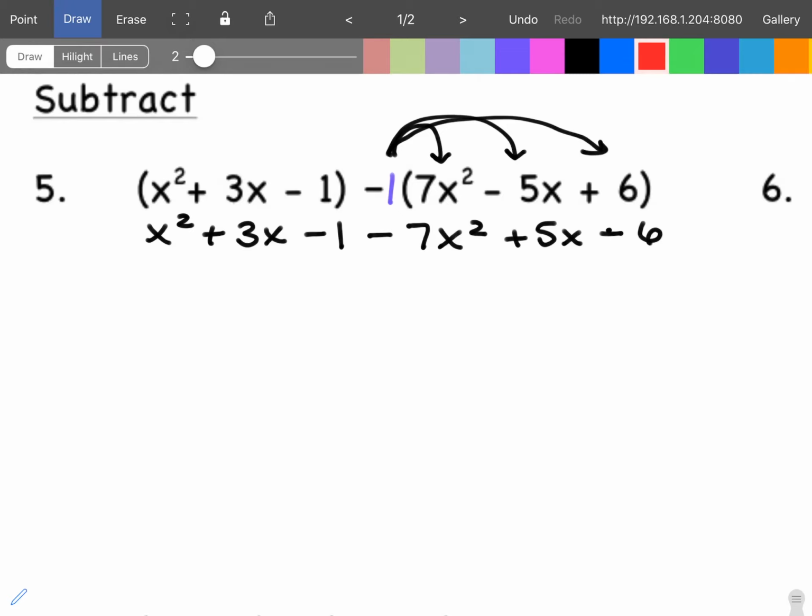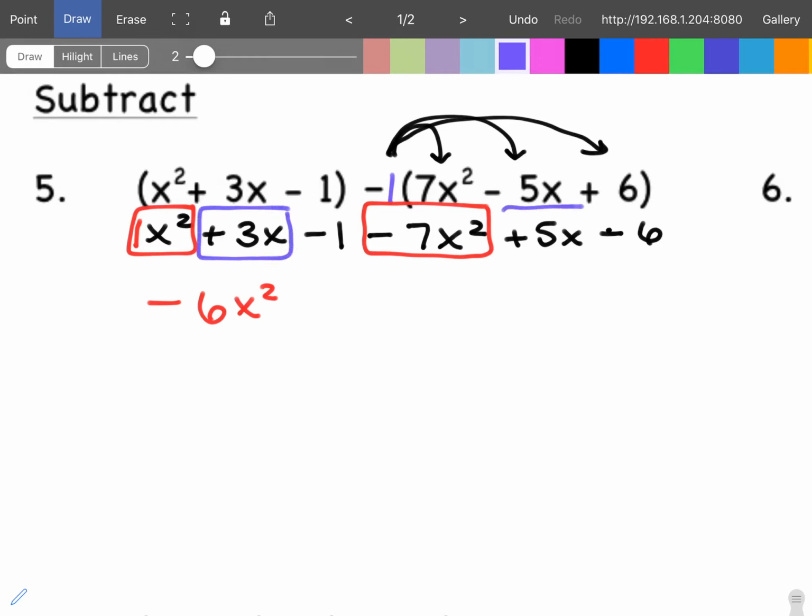And then I'm going to do the same thing that I just did with the adding polynomials. I'm going to start with the larger exponent, which we have an x squared here, that's a 1x squared, and a negative 7x squared. So when we add that together, we get a negative 6x squared. And then when we look at the positive 3x and the positive 5x, that will add up to a positive 8x. And then negative 1 plus a negative 6 is a negative 7. And so when we subtract these two trinomials, we end up with an answer that is a trinomial.